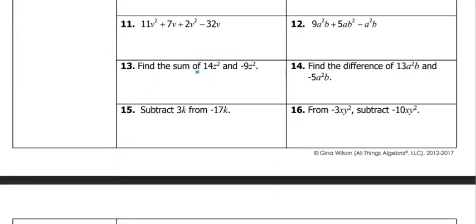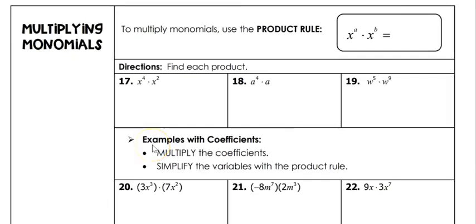We could have something like number 11, where we have v squared and then v, so I can put together the things that are the same. 11v squared plus 2v squared would give me 13v squared. And then 7v minus 32v would give me negative 25v. That would be my final answer. I cannot put together v squared and v because they don't have the same exponent. So that was add and subtract.